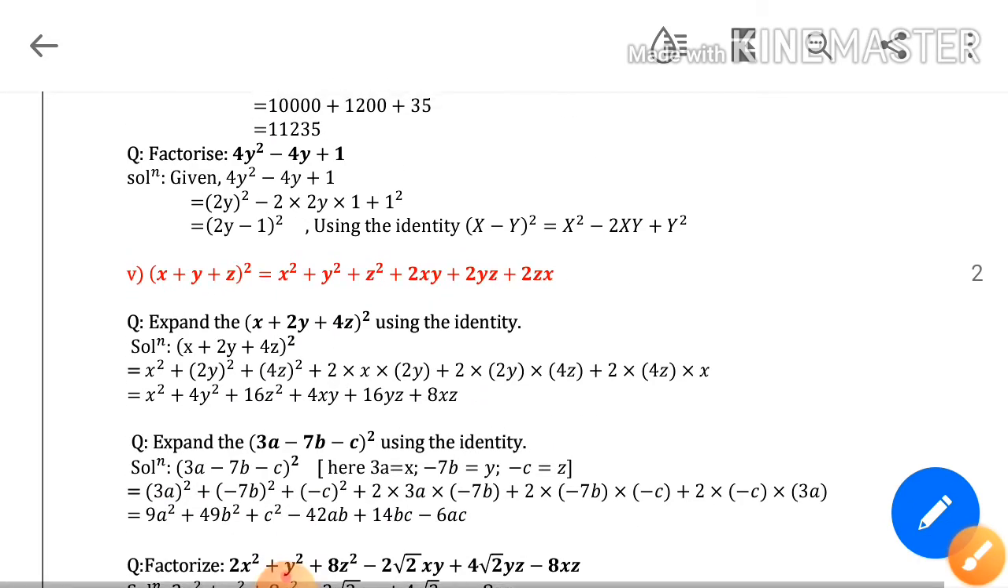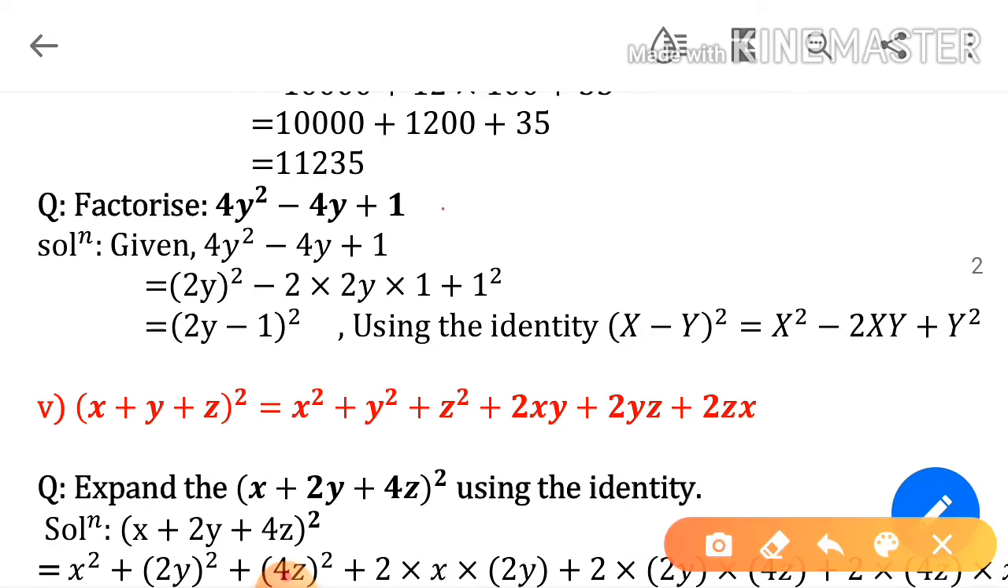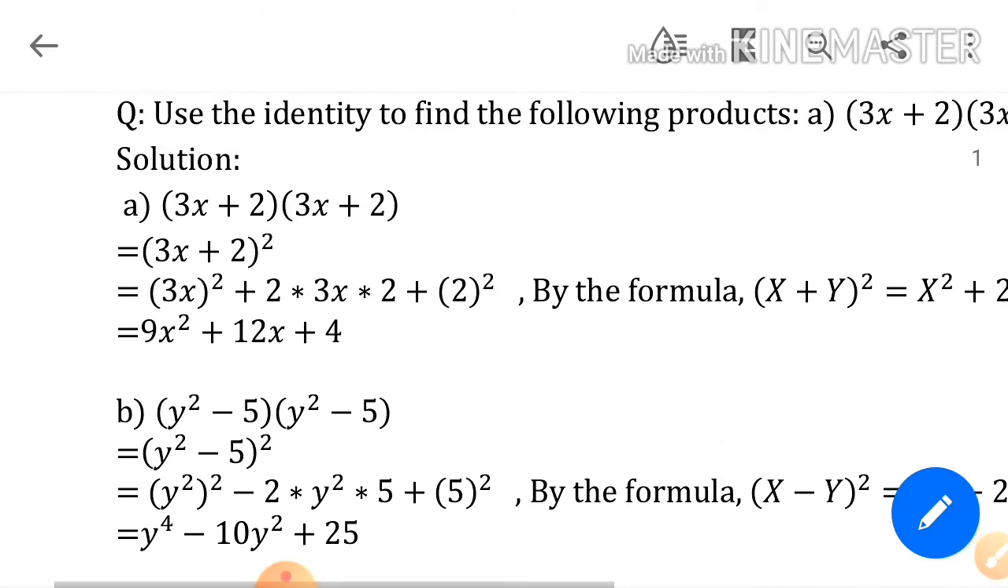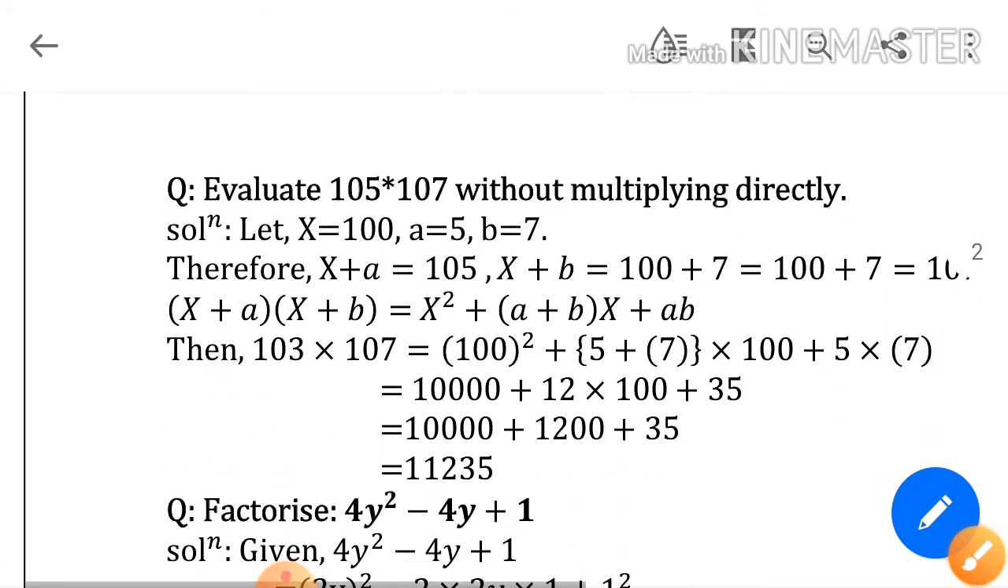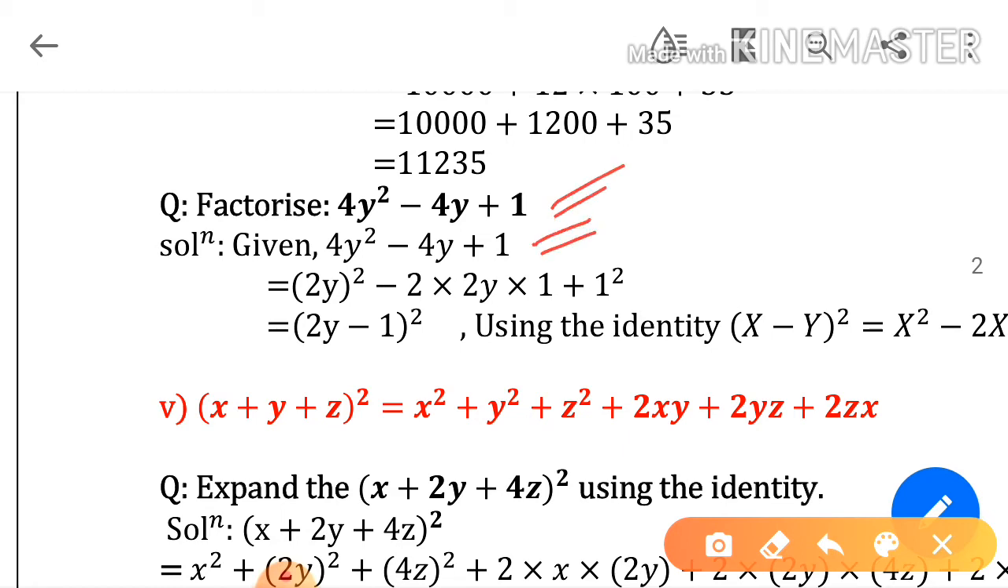Next we have to factorize 4y square minus 4y plus 1. In the previous sums, we were expanding the expression. In this sum, we have to factorize the expression. Now we can write 4y square minus 4y plus 1.